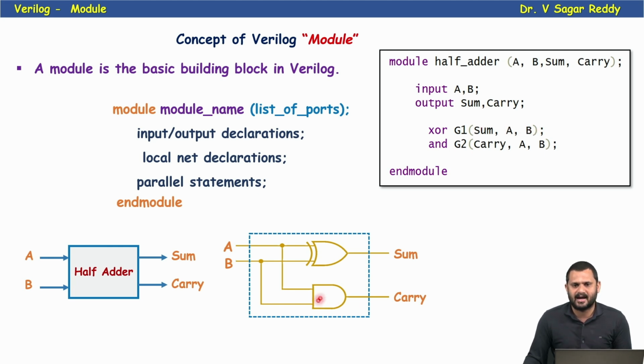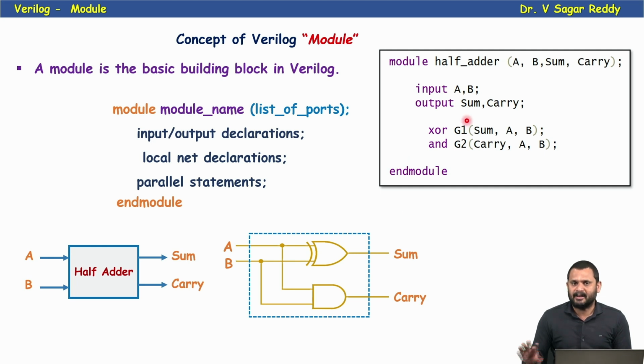In the same way, here is the AND gate. The instance name is Z2. I'll instantiate the primitive gate AND. The instance name is Z2, the output is carry, and it has two inputs, A comma B, and endmodule. This is a simple description in Verilog of the given half adder in terms of primitives. I hope you understand how to write Verilog code for a simple half adder.